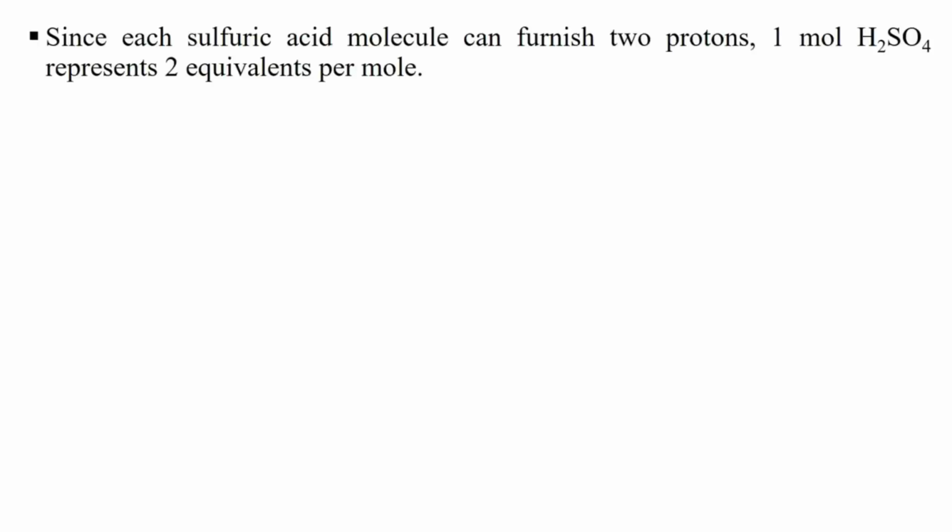So then we move to our question. Since each sulfuric acid molecule will dissociate and give 2 protons, as we have seen in the table above, it means sulfuric acid has 2 equivalent per mole. So to calculate the normality, we will take 3.75 as the molarity times these 2 equivalent per mole of sulfuric acid, and we will get 7.5 normal.